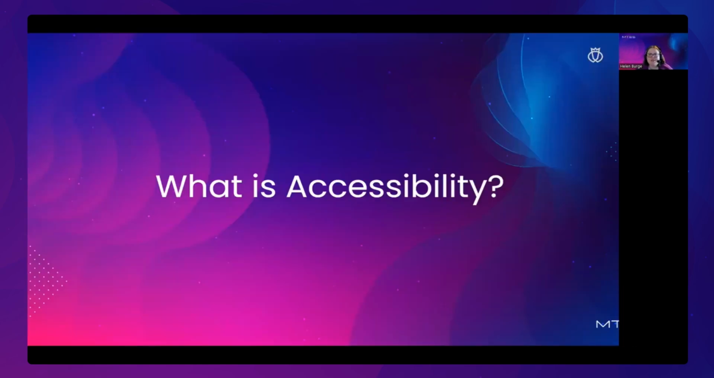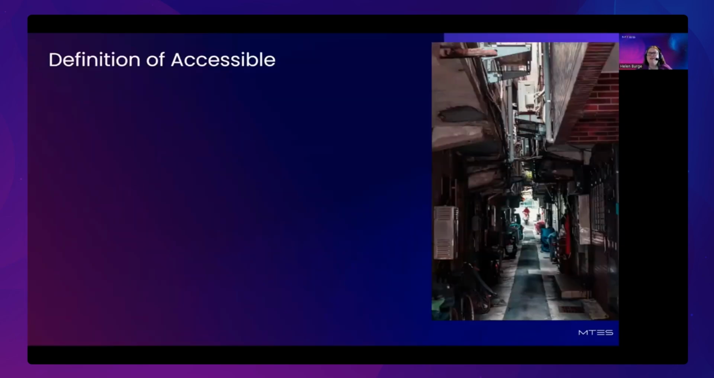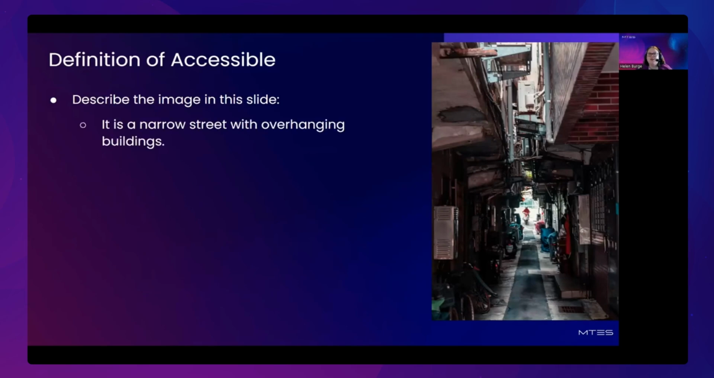So what is accessibility? I've talked a lot about it, but I think we should cover the definition of accessible. On this slide, you might be able to see an image of what I describe as a narrow street with overhanging buildings. And there are some bikes parked at the back, and you can see someone on their moped about to drive down there. So can you walk down it? I believe it's possible to walk down. You might be a bit nervous of the narrowness, but it is possible.